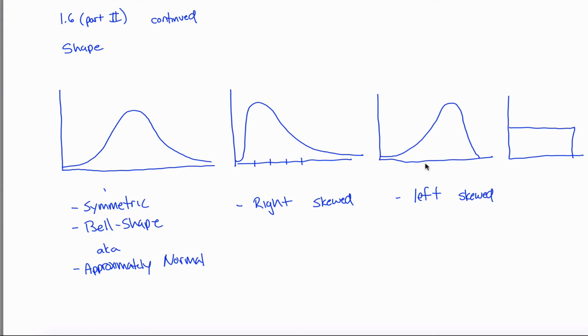Generally, left skewed is harder to come up with examples of. The idea is most of my observations are over here on the right, but a few give me this big long tail out to the left.